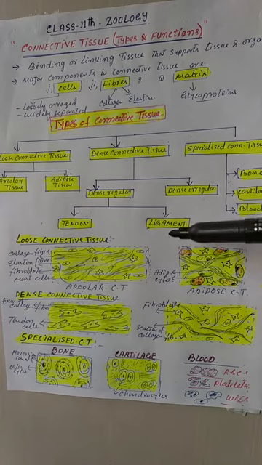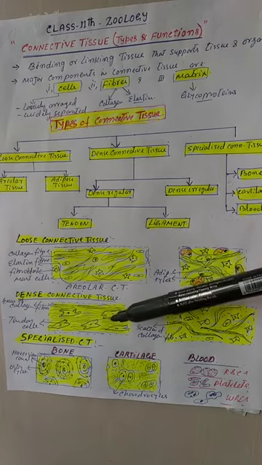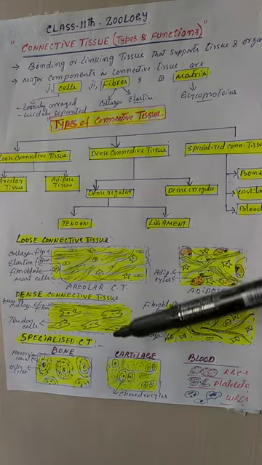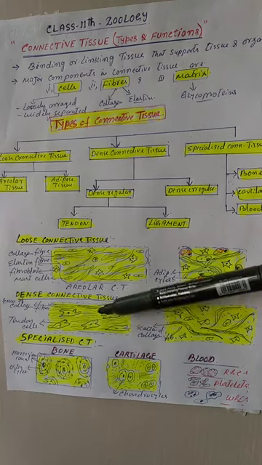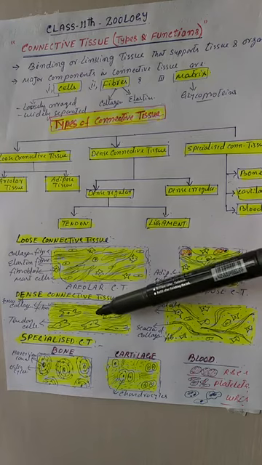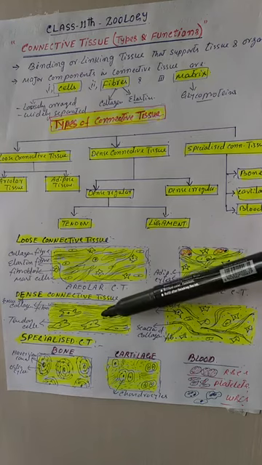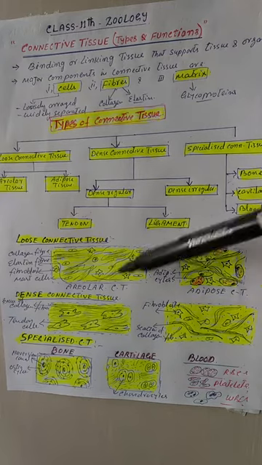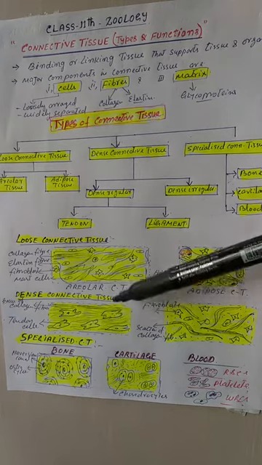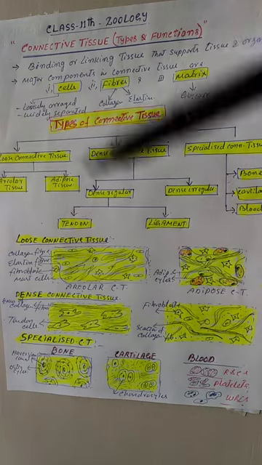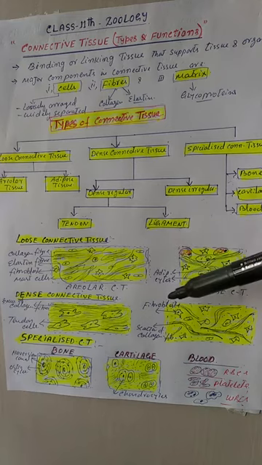Now, if the fibers show a regular orientation or pattern, it is called a dense regular connective tissue, as you can see in this sketch. They comprise tendons and ligaments. Now, one thing you must remember here, that tendon is the tissue that connects a bone with a muscle, while the ligaments connect a bone with another bone.